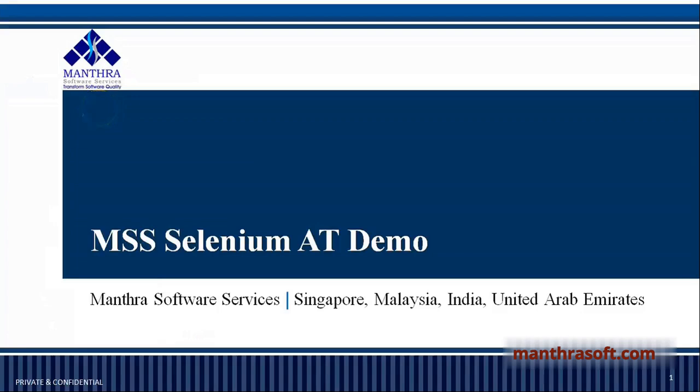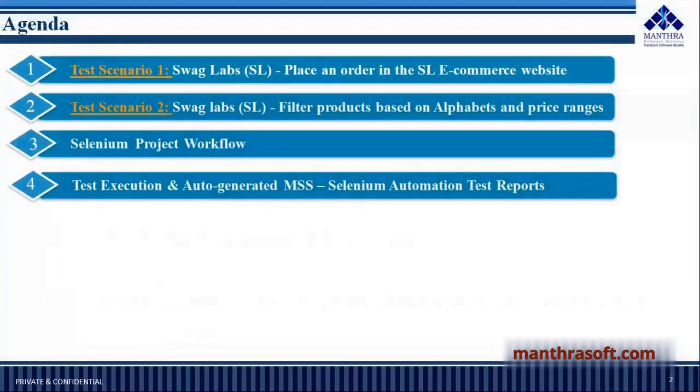In this video, we will demonstrate the execution of Selenium Web Automation Testing. Start with an agenda. Test Scenario 1, Swag Labs, SL: place an order in the SL e-commerce website. Test Scenario 2, Swag Labs, SL: filter products based on the alphabets and price ranges. Selenium Project Workflow: test execution and auto-generate MSS Selenium Automation Test reports.